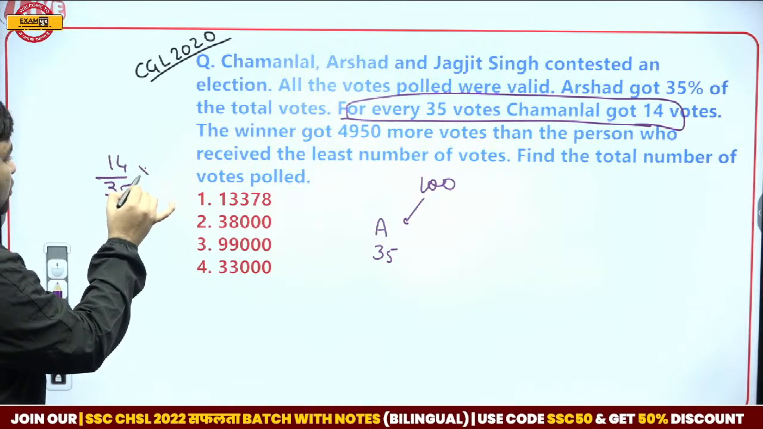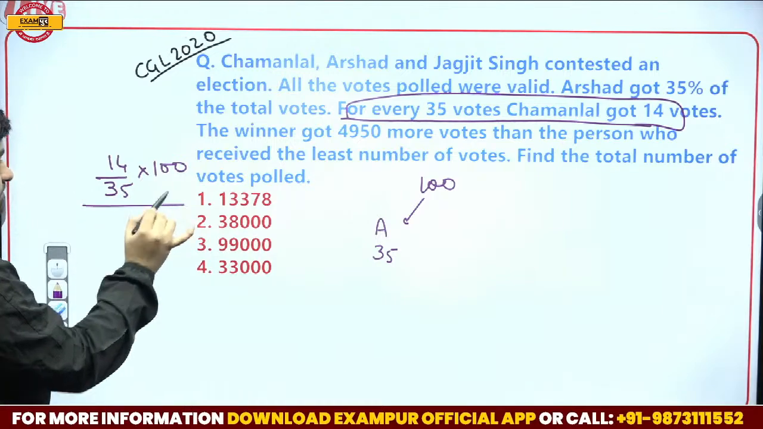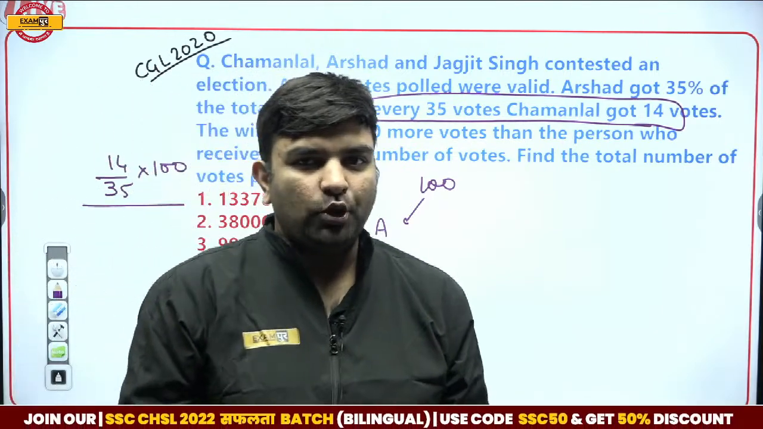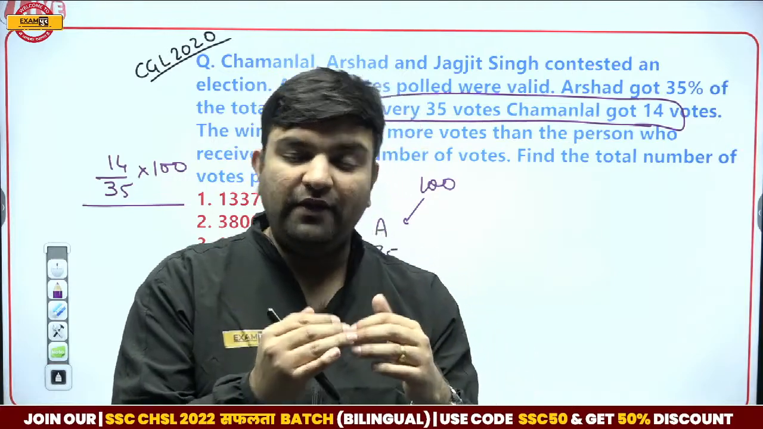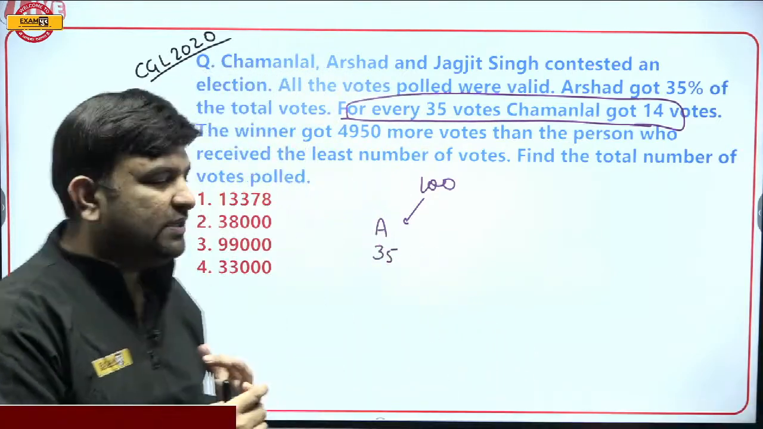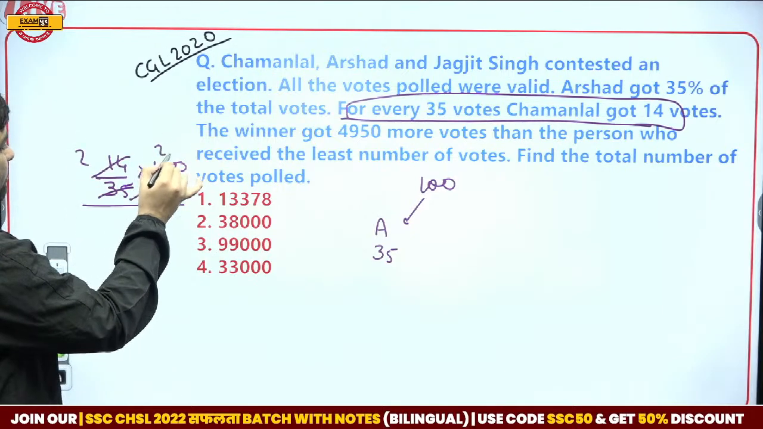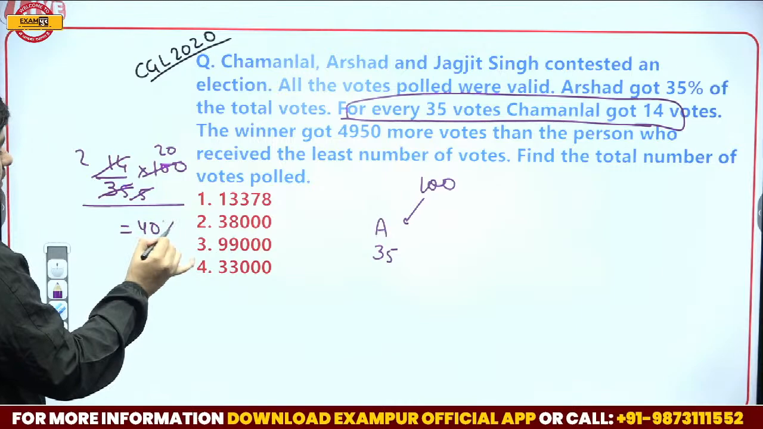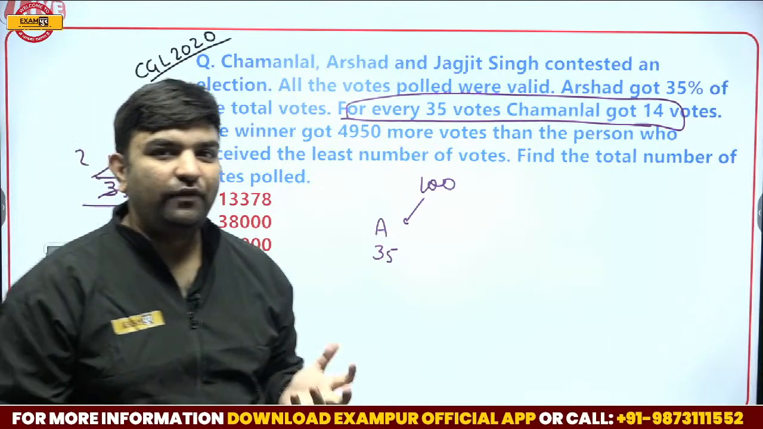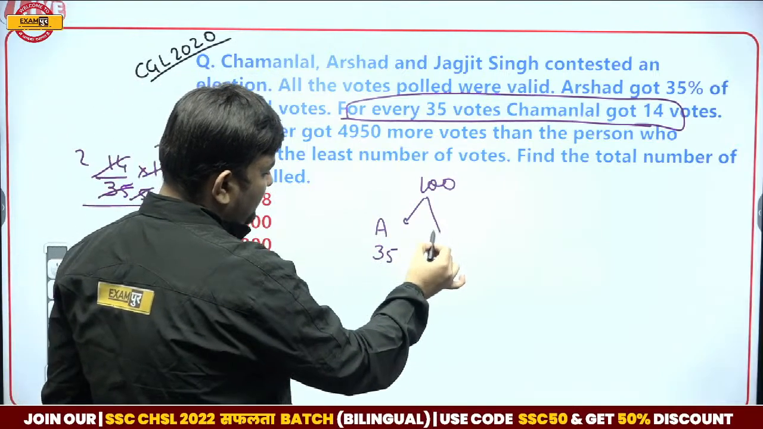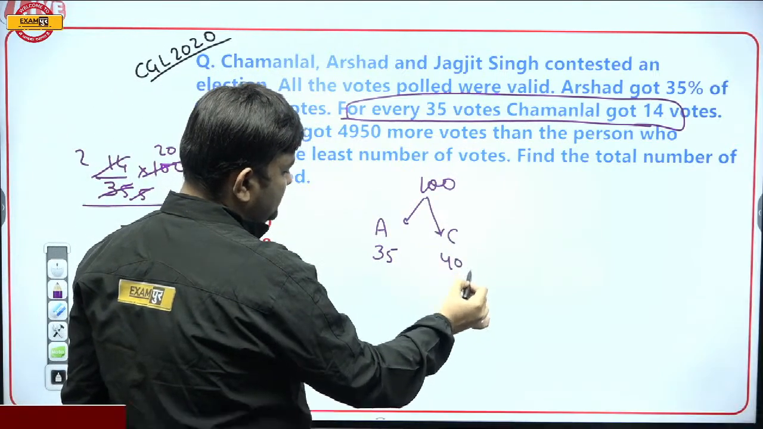So, how much Chaman will get over 100? This is the percentage. If over 35 he gets 14, then over 100 how much will he get? 40%. So this is the innovative way of saying that Chaman got 40% votes.